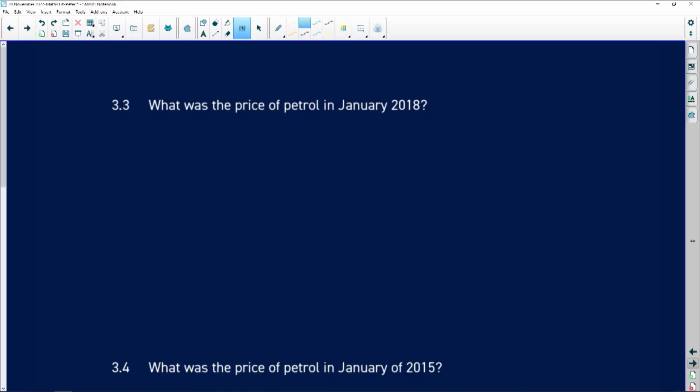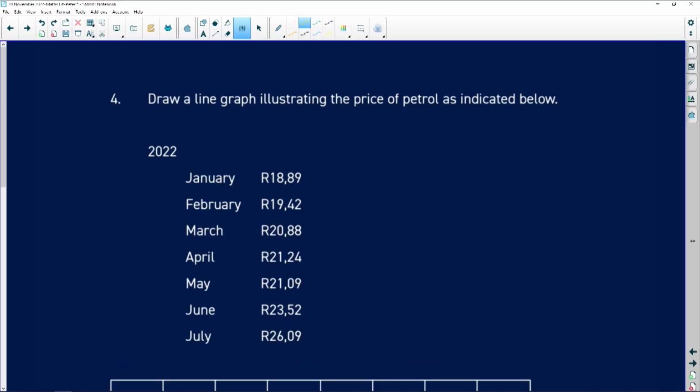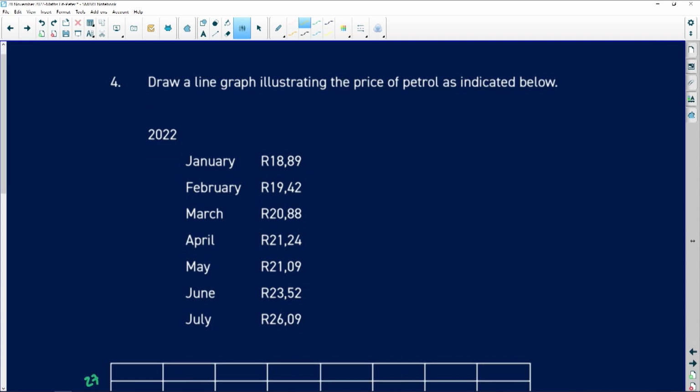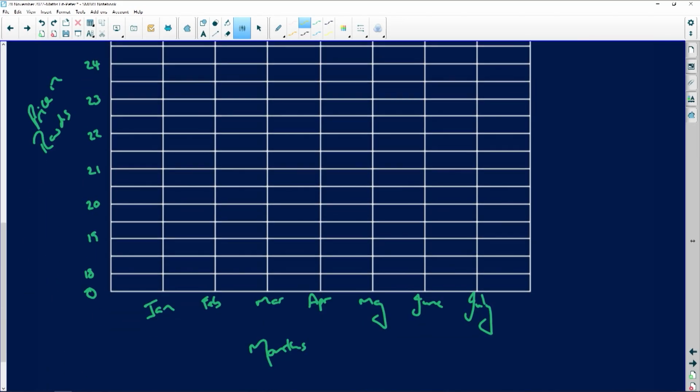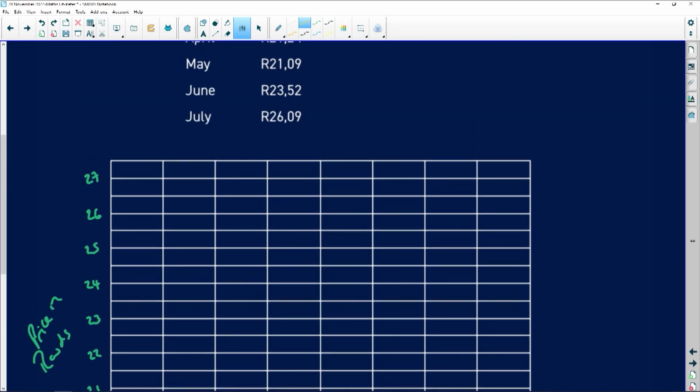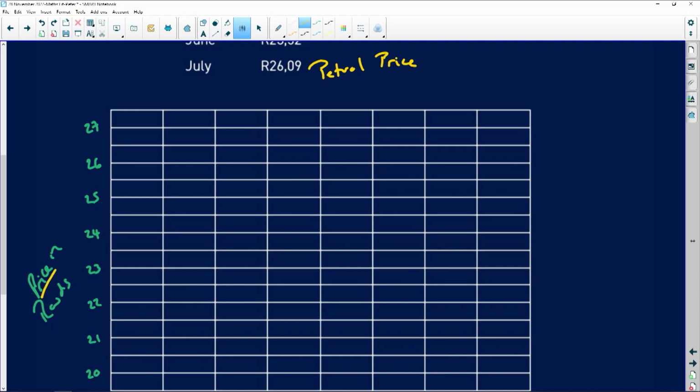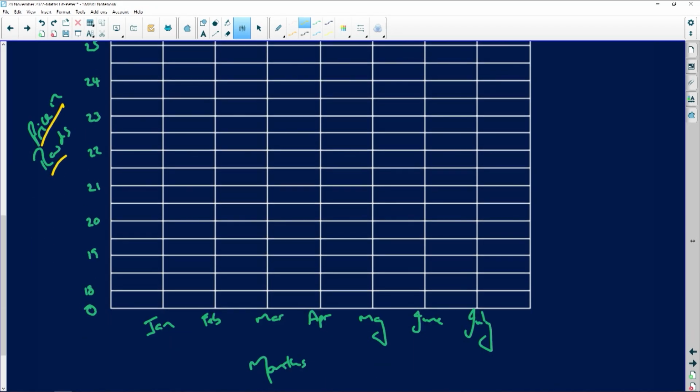Okay. Right, let's have a look here. Draw a line graph. Now they're asking us to draw one, hey? Illustrating the price of petrol as indicated below. So here I've got a graph, and the price goes from 18.89, and it looks like it ends at 26 Rand and 9 cents. Now, folk, if you look at this, first of all, I've got to have a title, and my title will be Petrol Prices. And then my vertical label is price in rands, and my horizontal one is called the actual months.